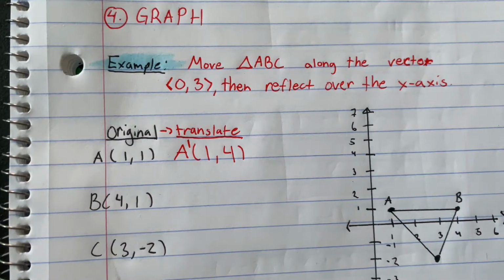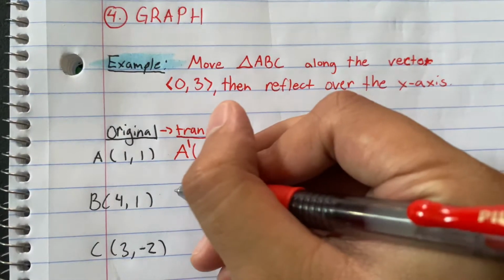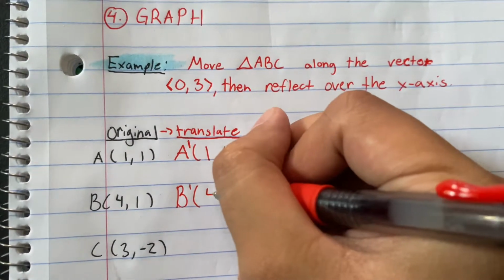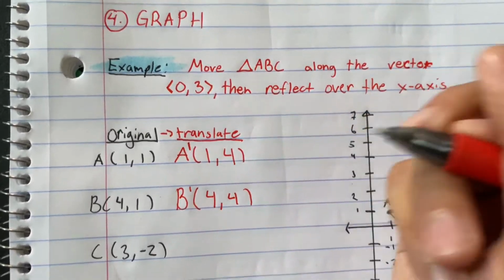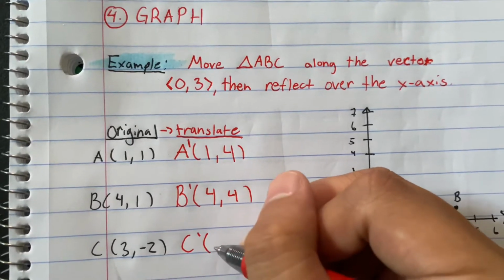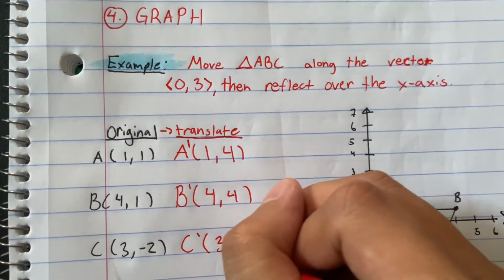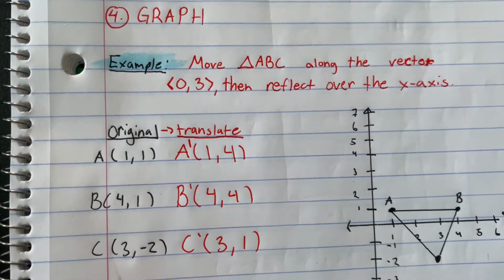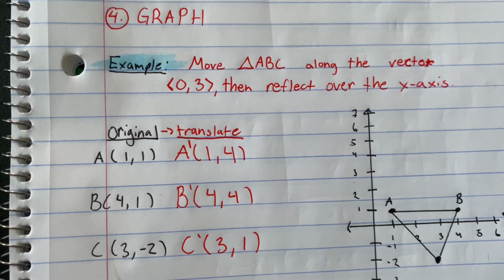Now that you found how to do this yourself, let's see if you got it correct. So B prime, you should have gotten (4, 4). And then C prime is (3, 1). How I did it, I just added (0, 3) to each point: 4 and 1, and then 3 and -2. And that's how I got my result. And now you're asking, is that it? No, that is not. We're not completed yet.